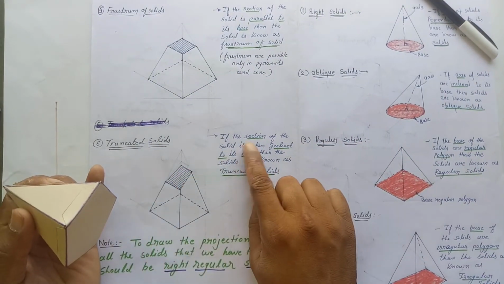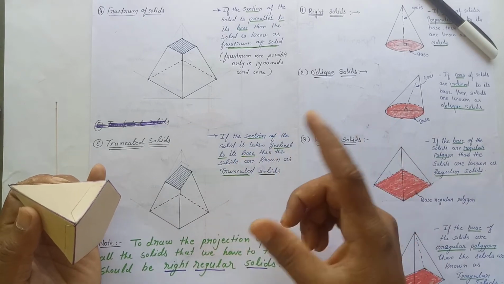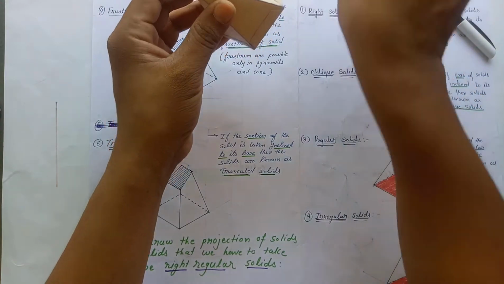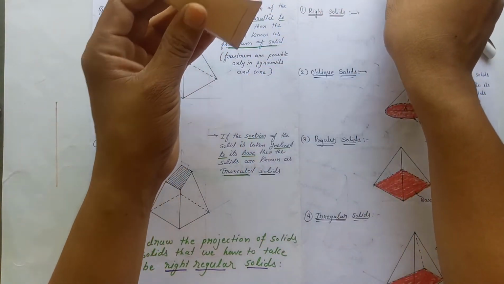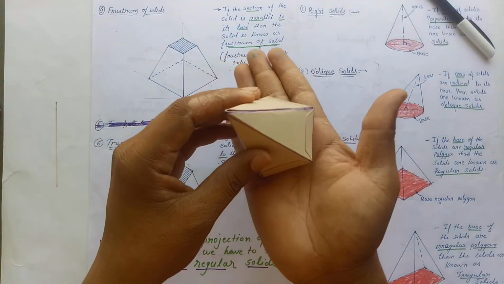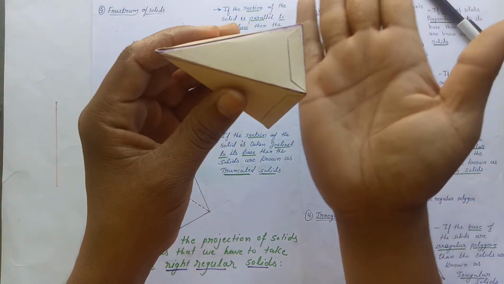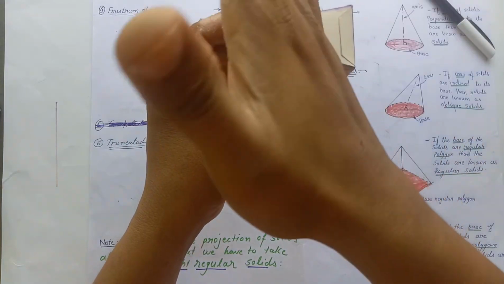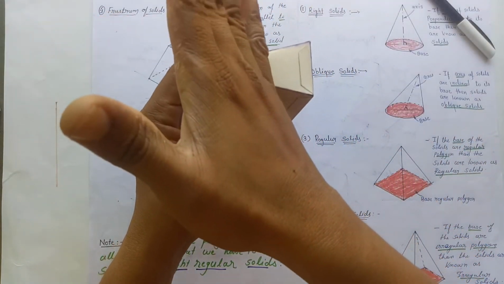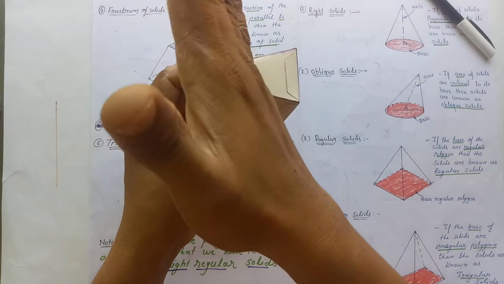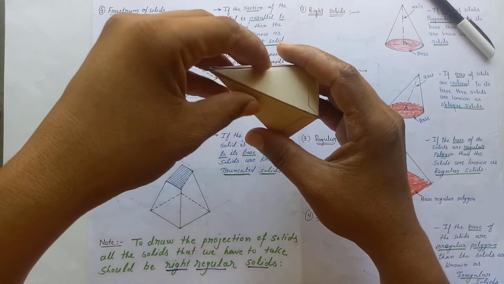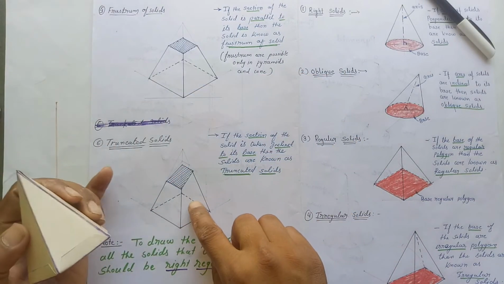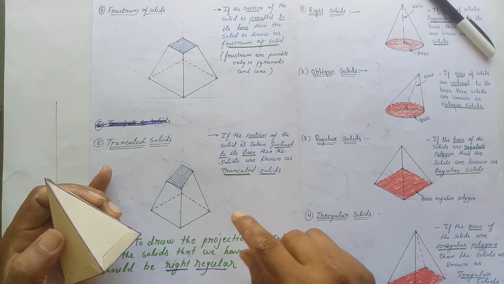Truncated solid. If the section of the solid is taken inclined to its base, that is, if the cutting plane cuts the solid inclined to its base like this, let us consider my hand as a cutting plane. If the cutting plane is inclined to its base, then the solid generated after removing the upper part of the section is known as a truncated solid.